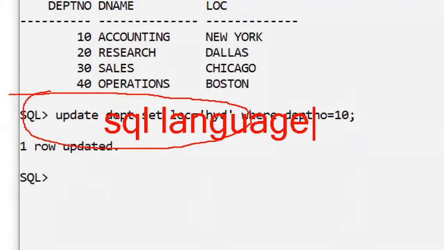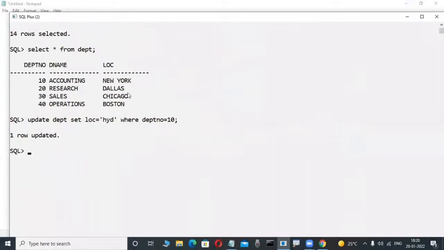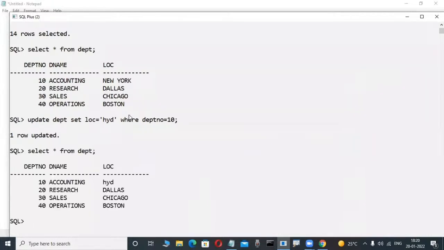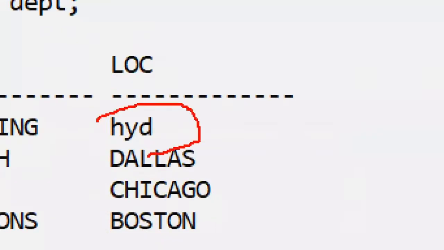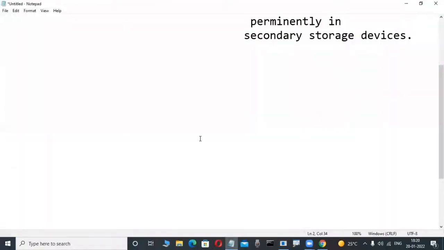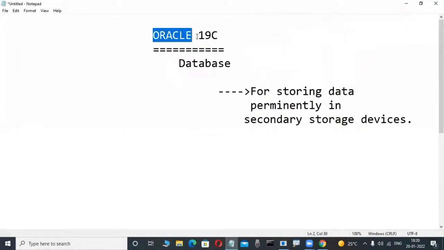Simple. Now observe it here. Once we write this type of coding, this is called the SQL language, then automatically it is reflected in your database. Observe it here, your database. In the previous case, New York was there, but in this case, Hyderabad is the location, or not? Yes. That's why always observe it here. And Oracle is a database product.